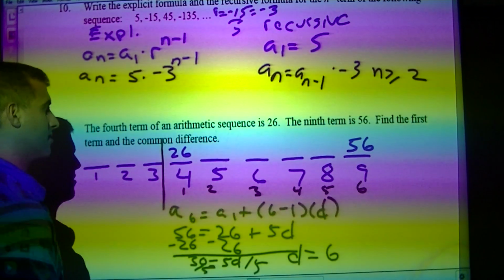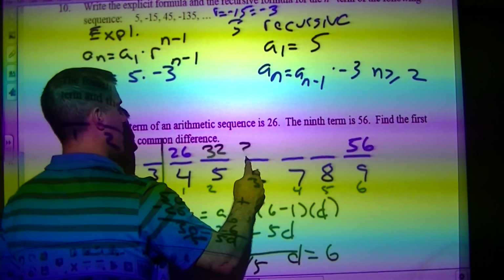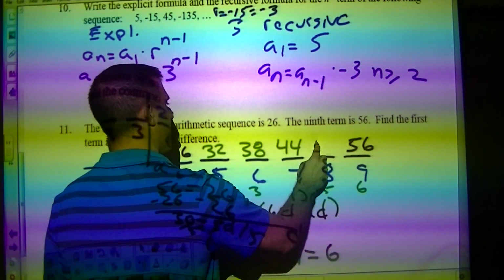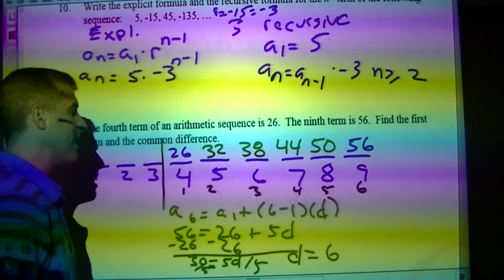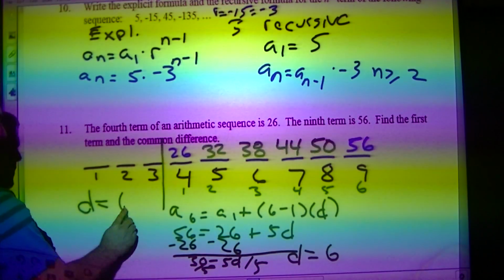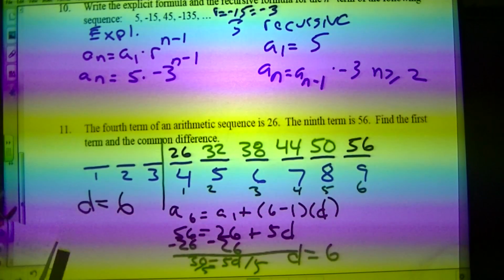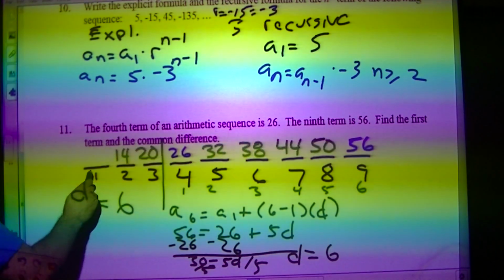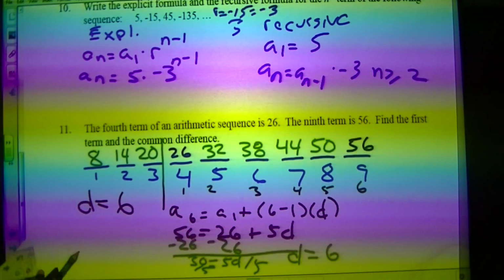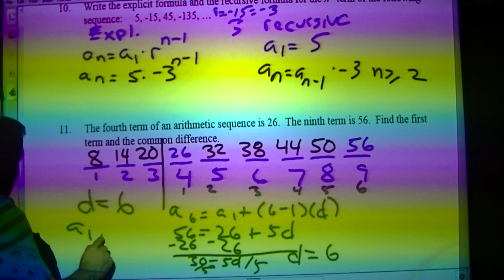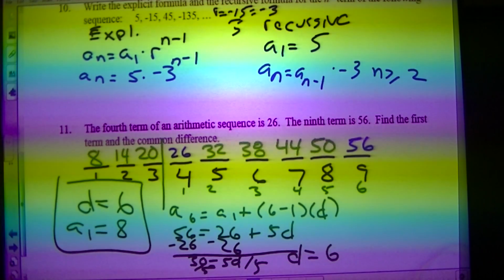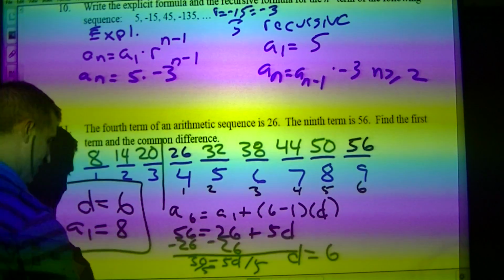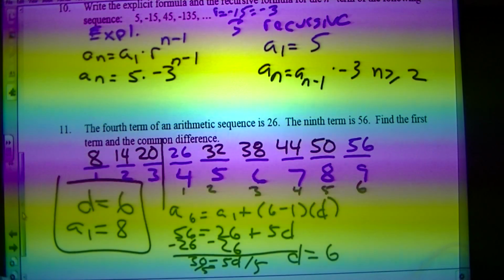And I'm going to check it. 32, 38, 44, 50, 56. Great. So I know my difference is 6. Now I got to work back. So if I added 6, I'd subtract, so that'd be 20, 14, and 8. Okay? So my first term is 8. So the things they wanted are right there in green. Okay? Moving on to question number 12.